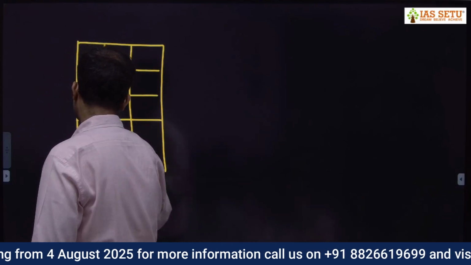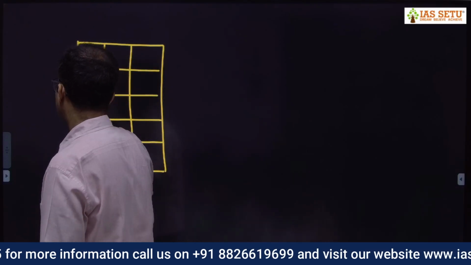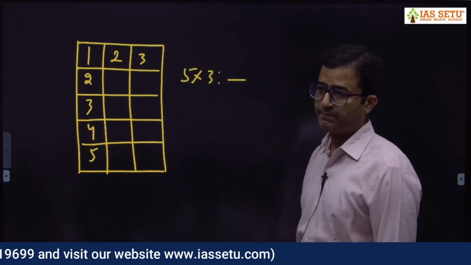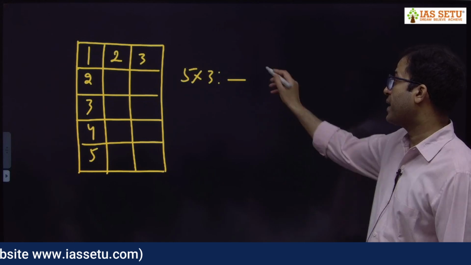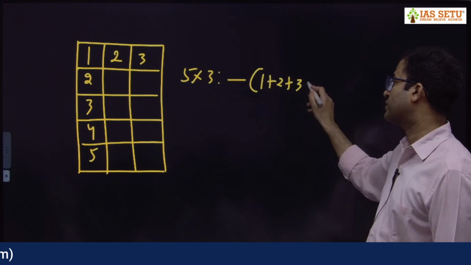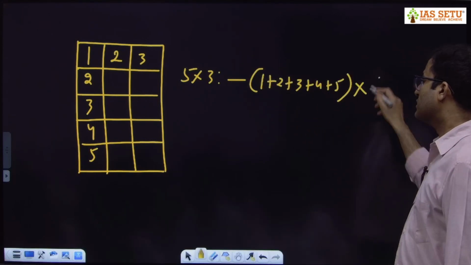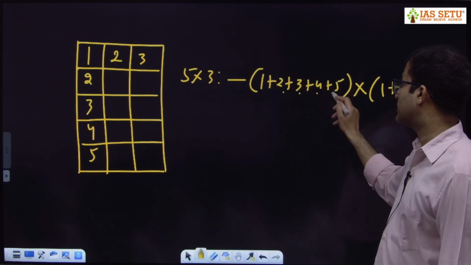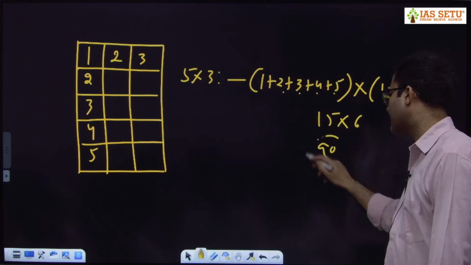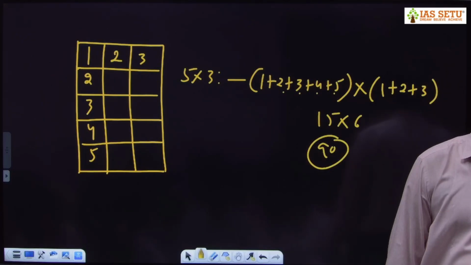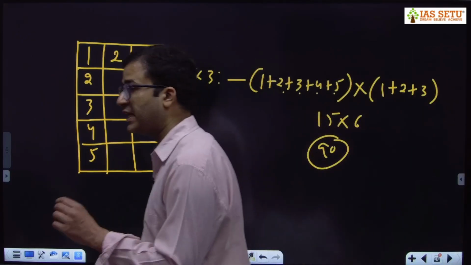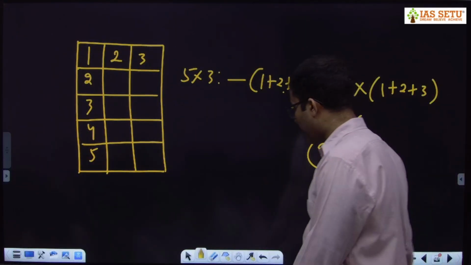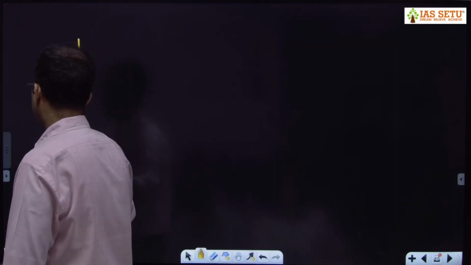Let me solve this question for you, then I ask you. 1 2 3 4 5. So this given figure is 5/3. Fine. So bracket start 1 + 2 + 3 + 4 + 5. Second bracket start 1 + 2 + 3. So it is 3, 6, 10, 15, into 6, 90. In this given figure how many total rectangles are there? 90. Next question. Try and keep answer with yourself.